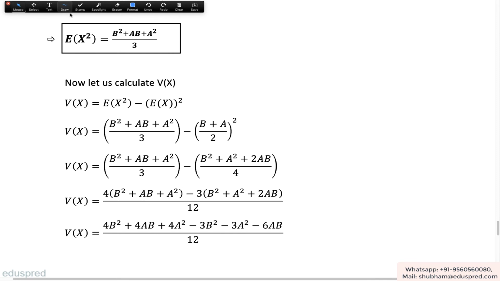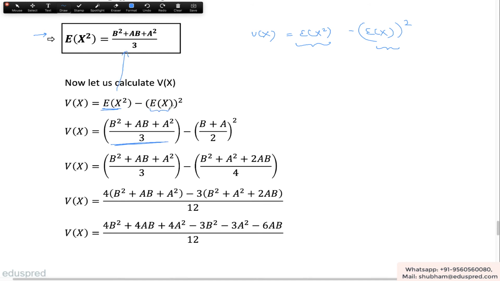Now note that this is not the final thing that we were looking for. The final thing that we have to look for is the variance of x. So the variance of x is the expected value of x square minus the expected value of x whole square. Now we know the first term as well, and we know the second term as well. So we are just going to put in the values. The expected value of x square is this. So we put that over here.